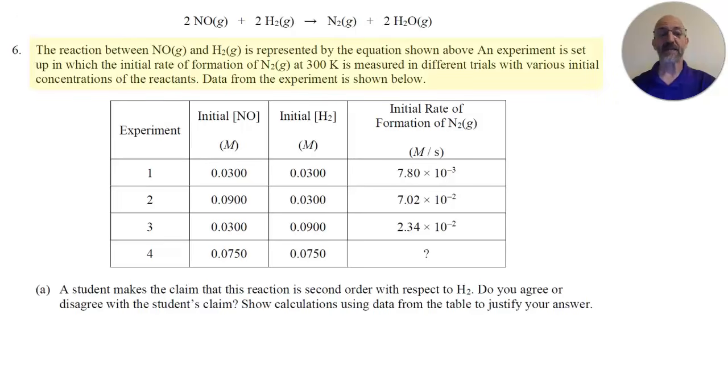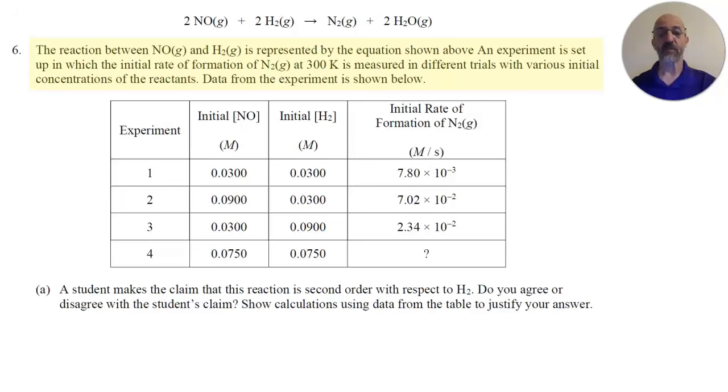The reaction between nitrogen monoxide gas and hydrogen gas is represented by the equation shown above. An experiment is set up in which the initial rate of formation of nitrogen gas at 300 Kelvin is measured in different trials with various initial concentrations of the reactants. Data from the experiment is shown below. So we can take a look at experiments 1, 2, and 3, and we have initial concentration of nitrogen monoxide is listed. We have initial concentration of hydrogen is listed. And then for experiments 1, 2, and 3, we also have the initial rate of formation of nitrogen gas.